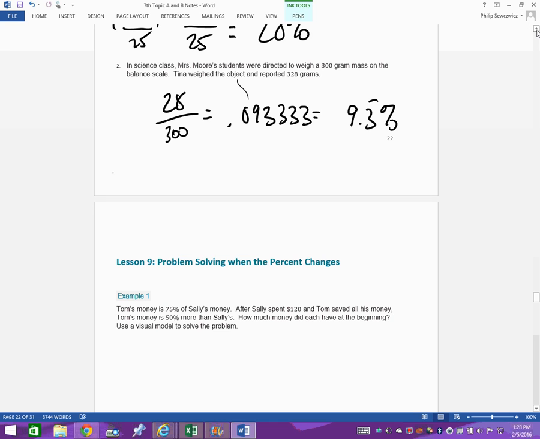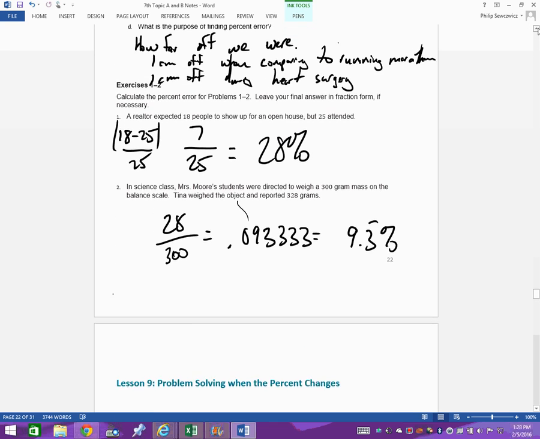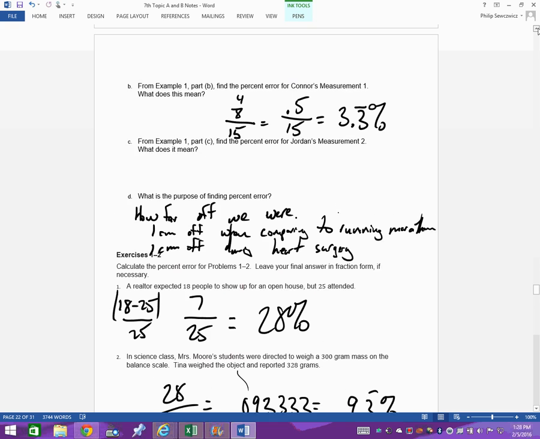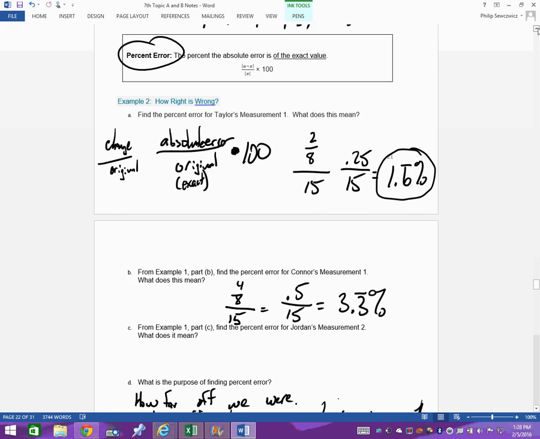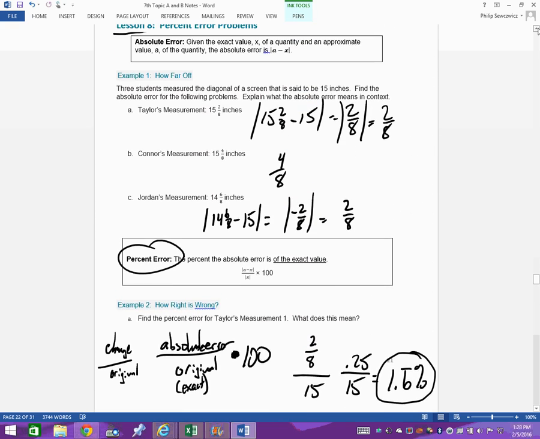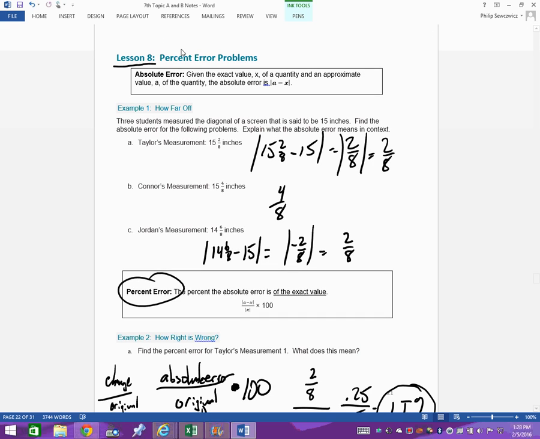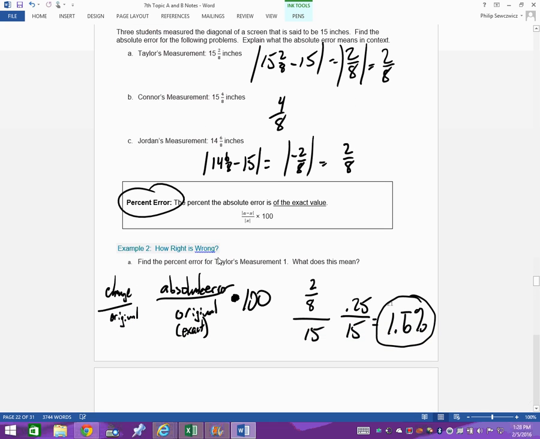All right there. Again, percent change is very similar to what we've ended up seeing here, your absolute error, percent error. So again, make that connection. It is the change over the original. You just have to watch that the original is the exact amount, what it's supposed to be. So those are the synonyms that you're using.